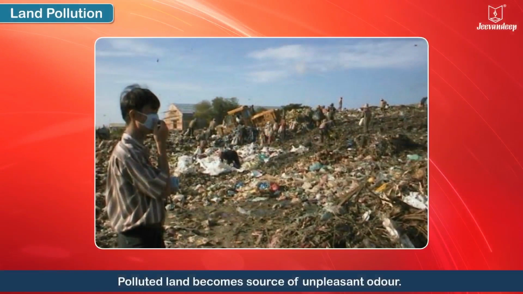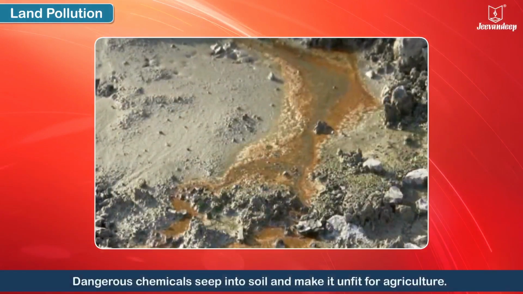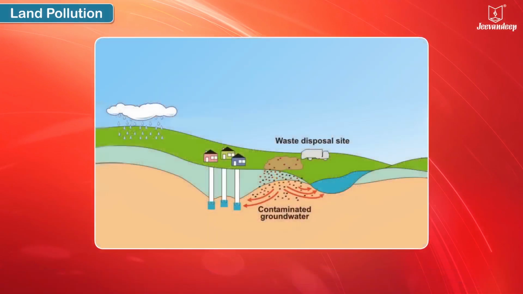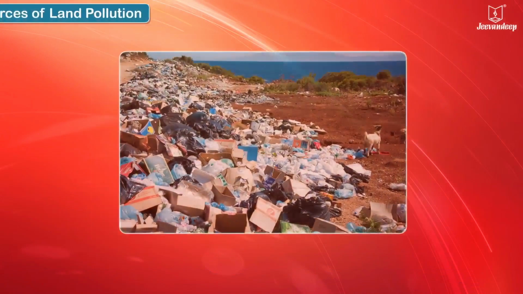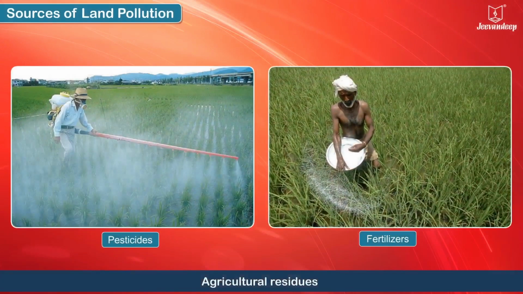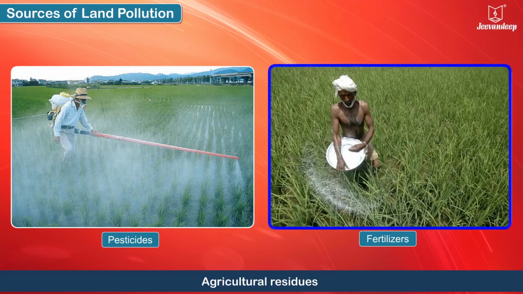It also becomes a source of unpleasant odor and dangerous chemicals which seep into the soil and make it unfit for agriculture. They also pollute underground water sources. Sources of land pollution. Agricultural residues, pesticides and fertilizers.